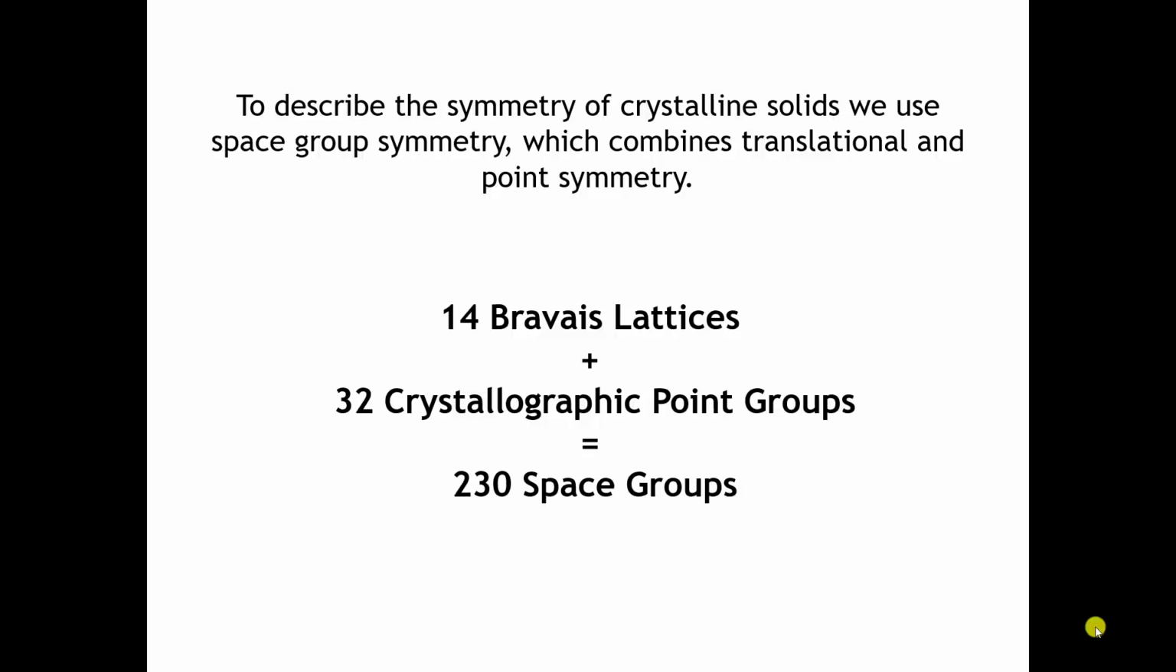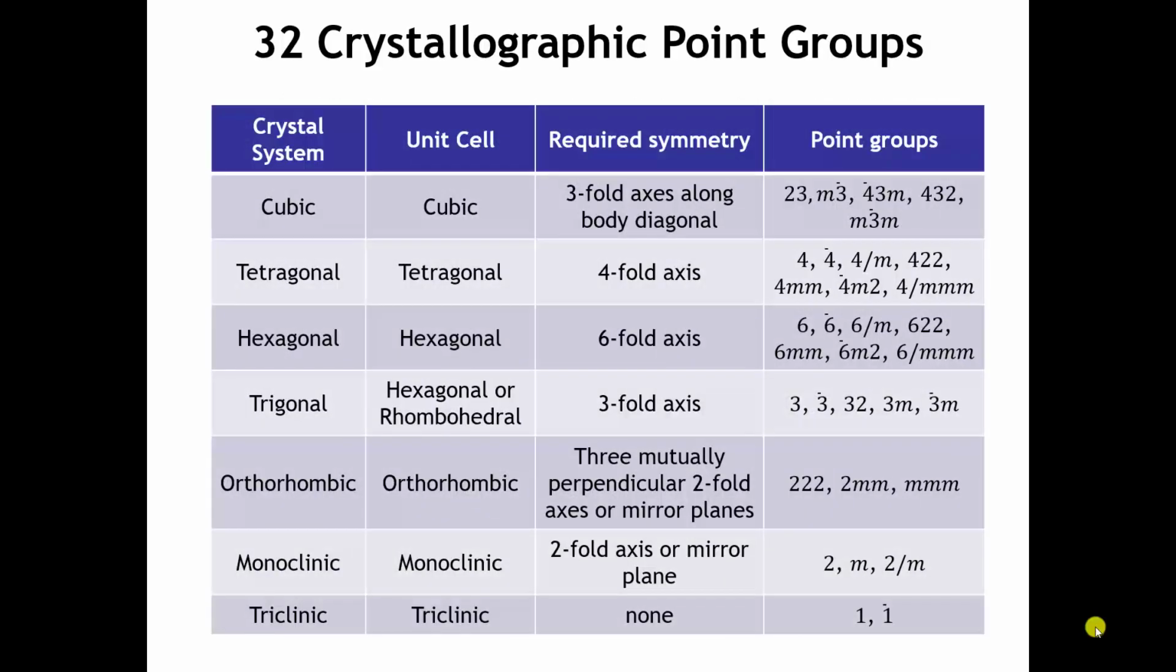Well, yes, but of course we can't have every single crystallographic point group with every different Bravais lattice. Remember that each point group is associated with a specific crystal system. So if the point group is 222, that means the crystal system must be orthorhombic. Now you might look at this and say, from this I would expect 32 different space groups. But remember that we can have more than one Bravais lattice per crystal system.